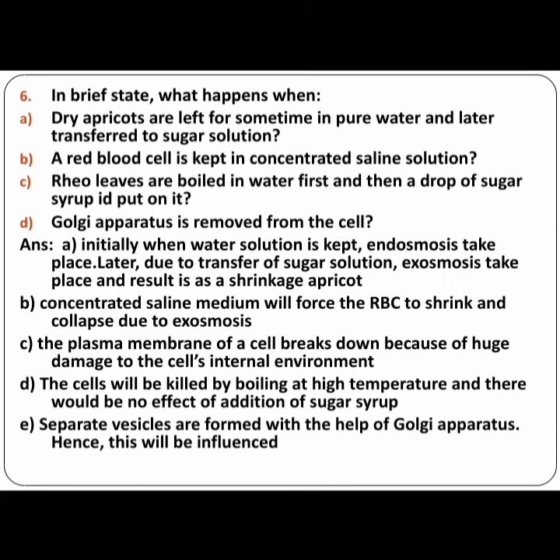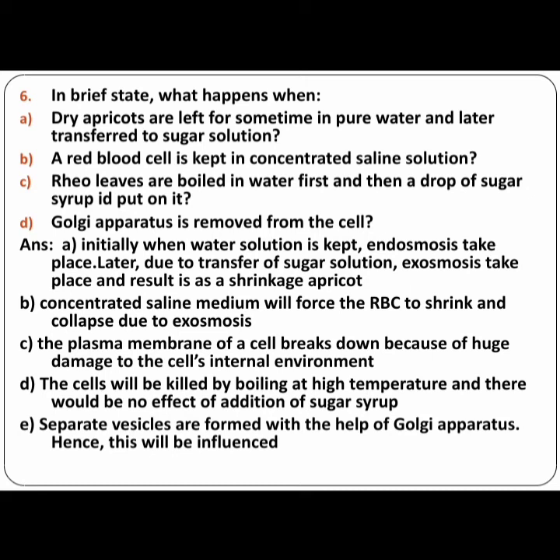Okay, and the next sub question, rhoeo leaves are boiled in water first and then a drop of sugar syrup is put on it. There's a spelling mistake, it is "it", not "id". So rhoeo leaves are boiled in water first and then a drop of sugar syrup is put on it. So what happens? The cells will be killed by boiling.